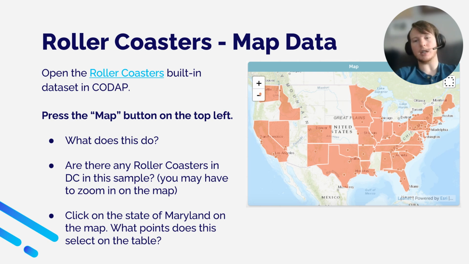We have a few questions to walk students through identifying particular pieces of the map. For example, looking at DC and seeing if there are any roller coasters there, clicking on the state of Maryland on the map and seeing what that selects in the table. Spoiler alert, it should select all the roller coasters that are in Maryland.